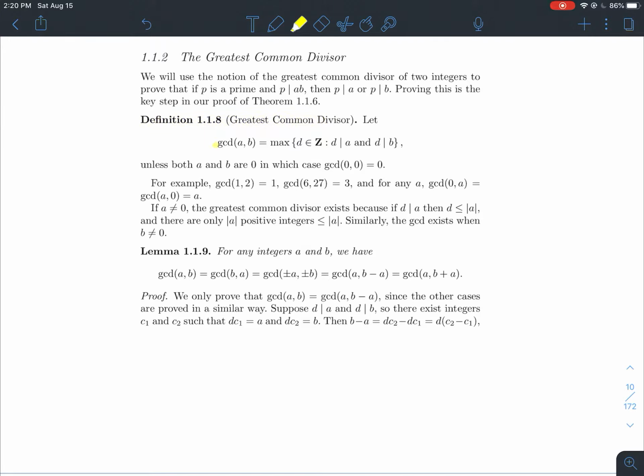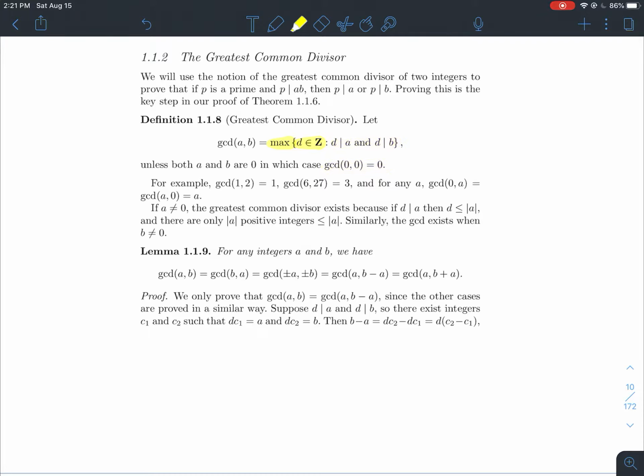The notation for it is going to be GCD of A, B. It's kind of like saying GCD is a function with 2 inputs. And what's it going to be defined to be? It's going to be the largest integer that divides both A and B. And here's kind of the weird fringe case. We'll say the GCD of 0 and 0 is 0. So even though it doesn't make sense to divide by 0, we'll just say the GCD of 0 and 0 is 0.